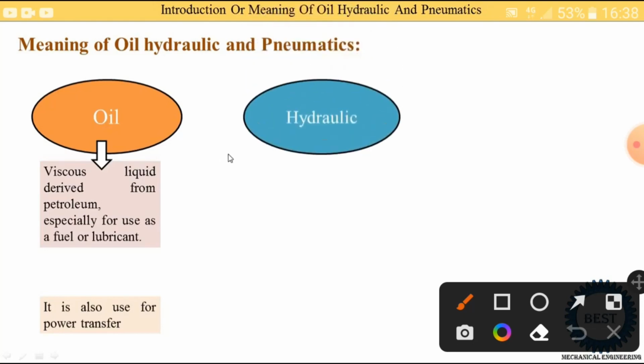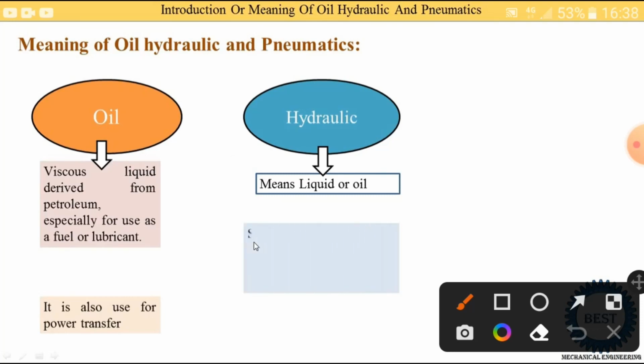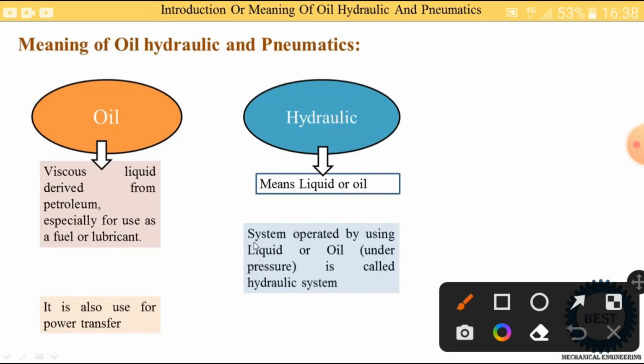Now second, we understand the meaning of hydraulic. Hydraulic means liquid or oil, any liquid or oil, either water or any other type of liquid. Then it is called hydraulics. Now what is a hydraulic system? A system operated by using liquid or oil under pressure, meaning the liquid or oil has a certain higher pressure, is called a hydraulic system. Any system that runs by using liquid or oil is called a hydraulic system.